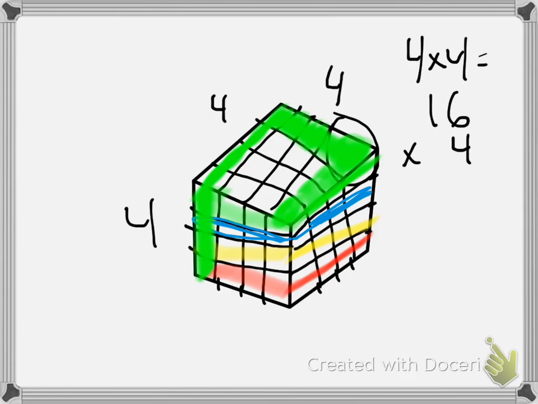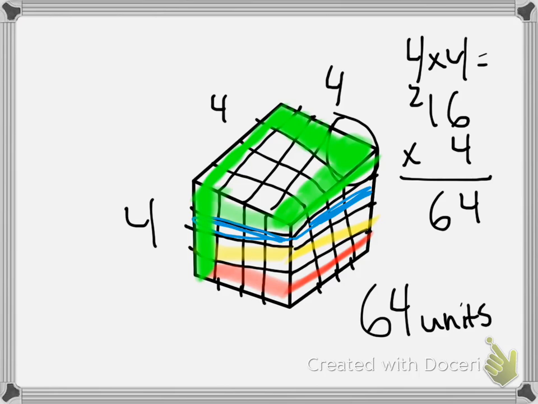So 4 times 4 is 16. 16 times 4: 6 times 4 is 24. Put the 2 there. 4 times 1 is 4. 4 plus 2 is 6. So there are 64 wonderful, beautiful pieces of cake in this cube. So 64. And again, the units are not labeled, so I'll put units cubed. Anytime you're talking about volume, it's cubed.